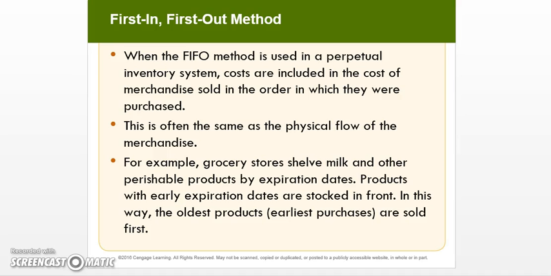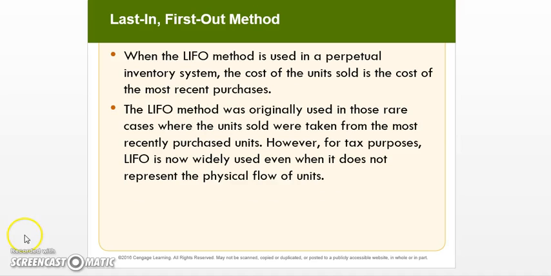Second method is called FIFO, first in, first out. Literally, as items come into the warehouse, I record the cost. And as items go out through a sale, I would record the cost of the sale. The FIFO method basically says the first ones in the door are assumed to be the first ones out the door. Doesn't necessarily mean that's physically what happens, but that's the method that we will use. Grocery store shelves are a good example of that.